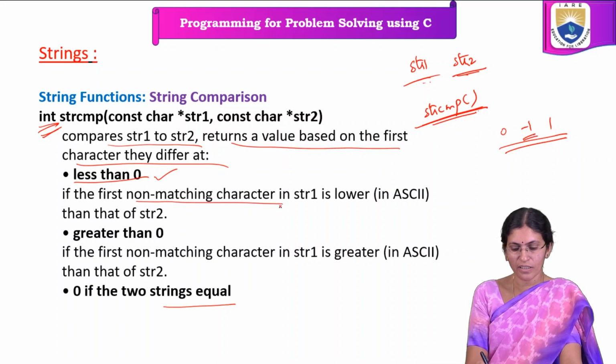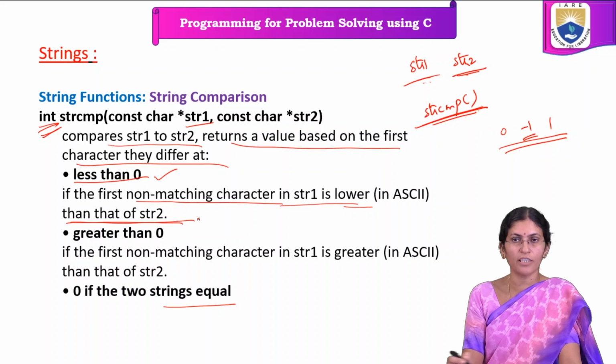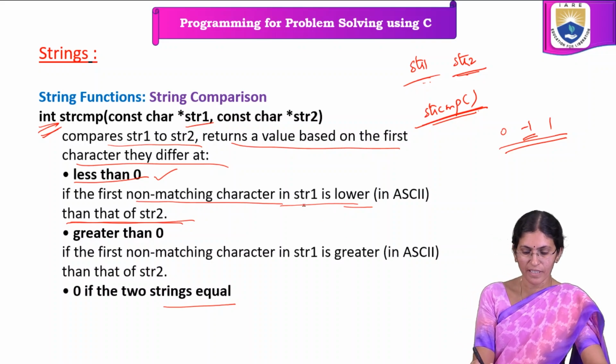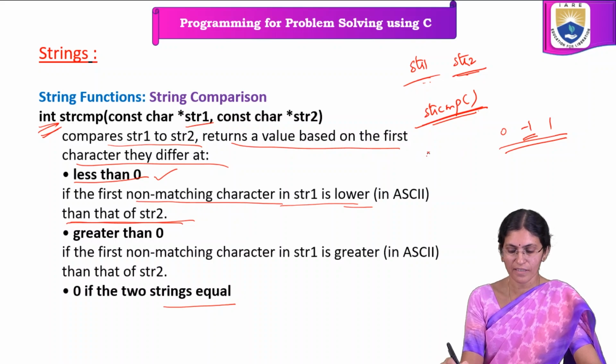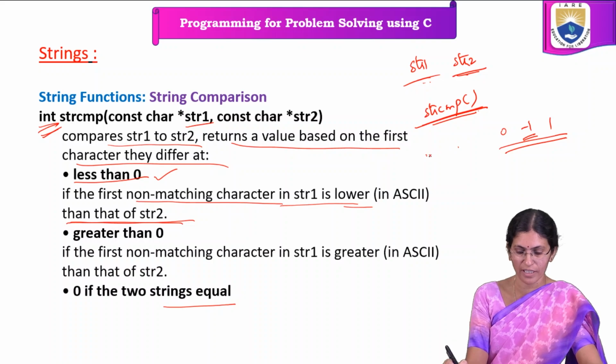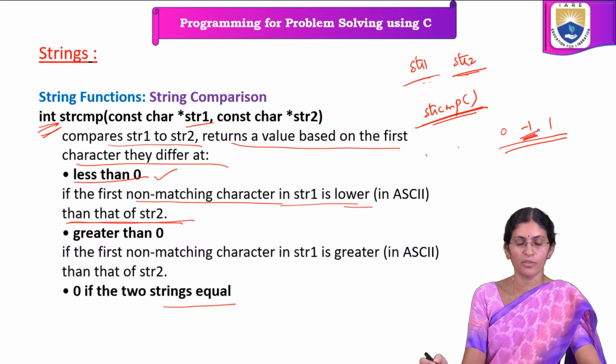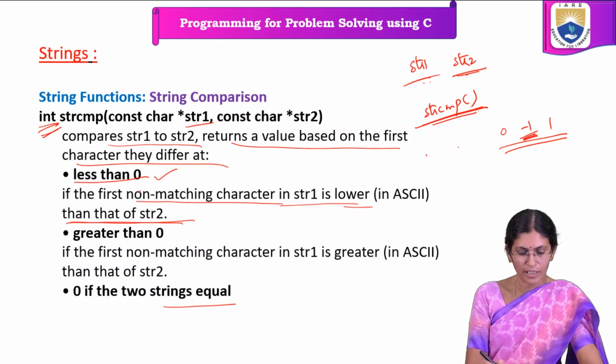If the first non-matching character in str1 is lower than that of str2, that means the ASCII difference of the first non-matching characters is taken, and if it is less than 0, you will get -1. If it is less than, you will get this.